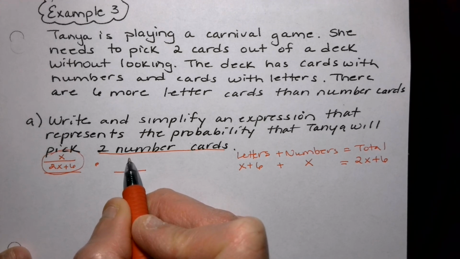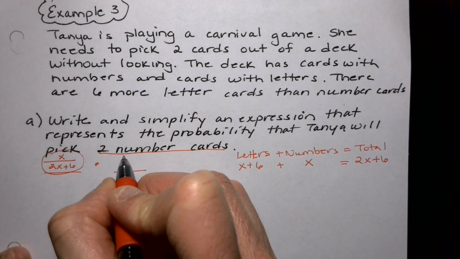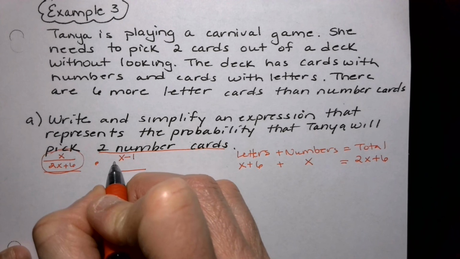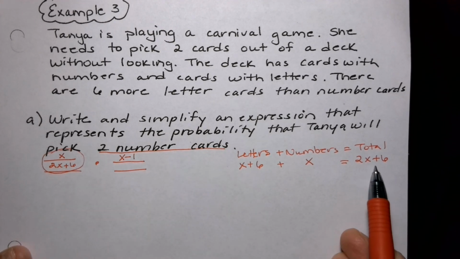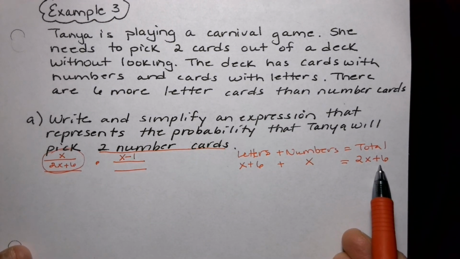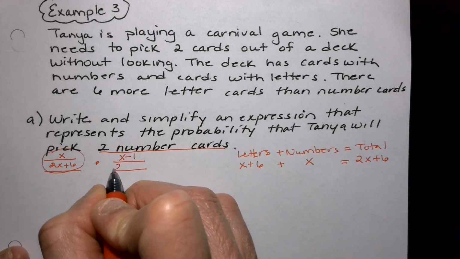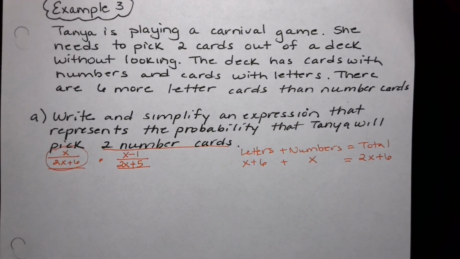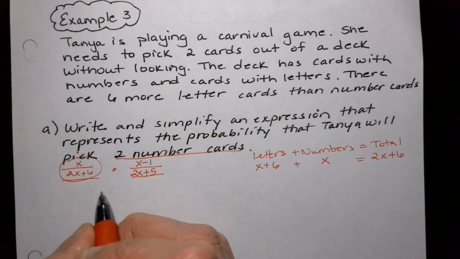So how would I write that? X minus 1 over, well, the total isn't the same either, is it? There's one less in the bag in general. So now instead of that, I got 2X plus 5. So there you go. And that is what we have to figure out. See if any of this reduces.